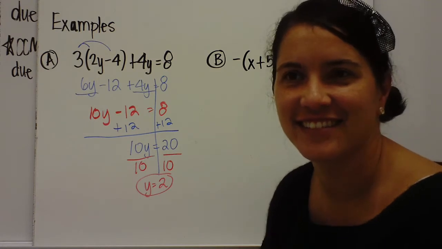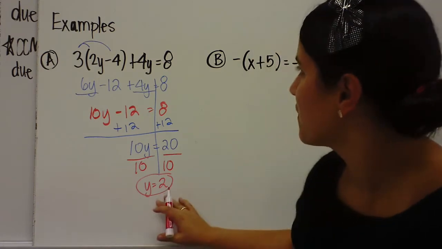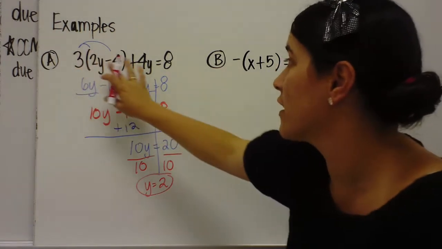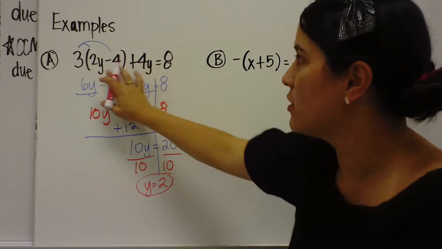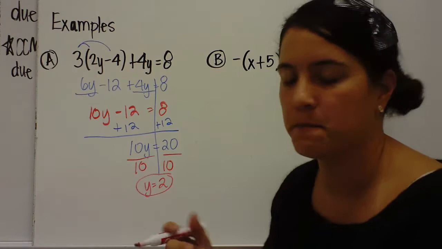And y equals 2. So I want to check. I plug it back up here. Everywhere I see a y, I put in 2, and then I can get 8.